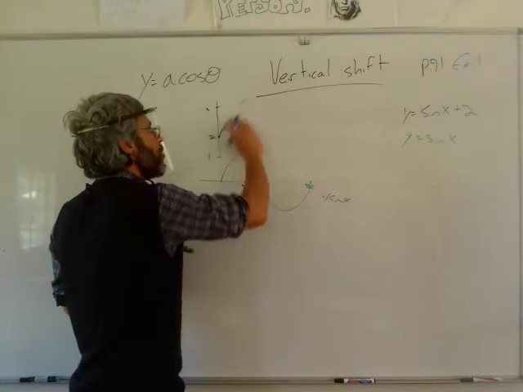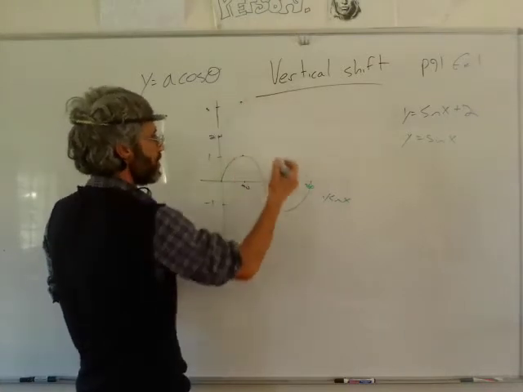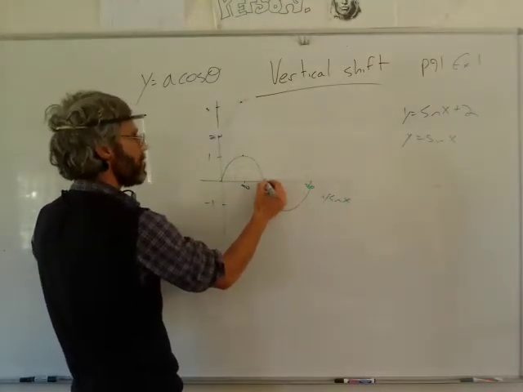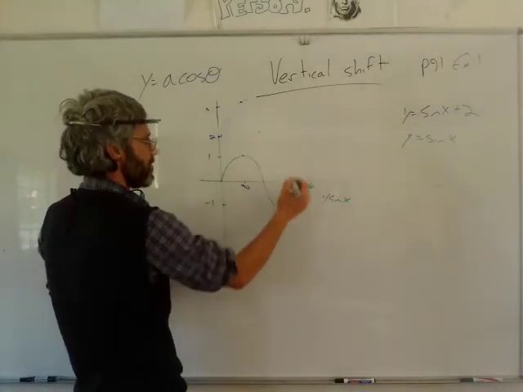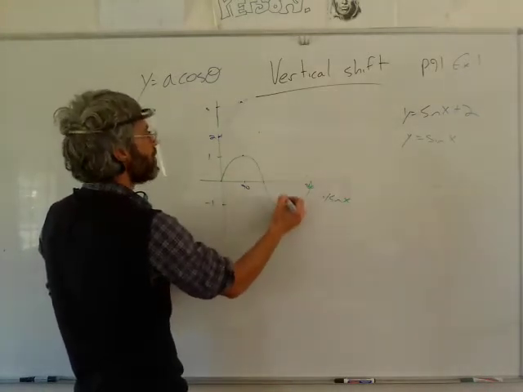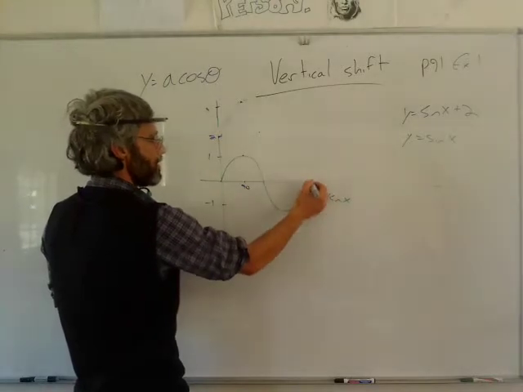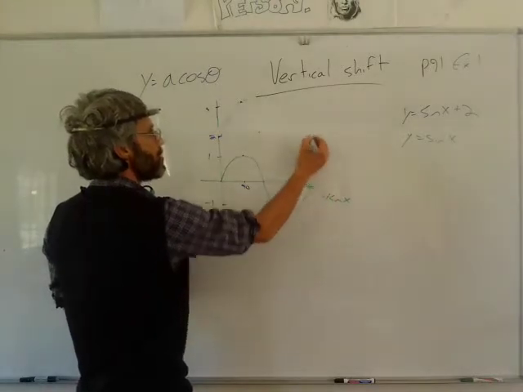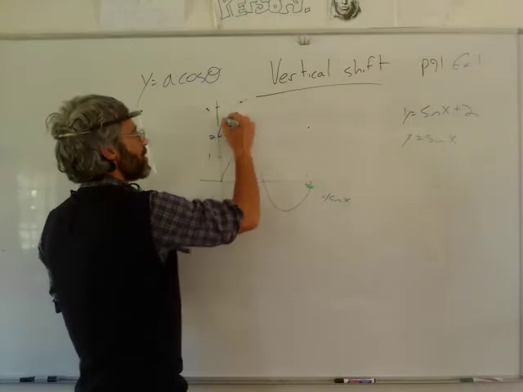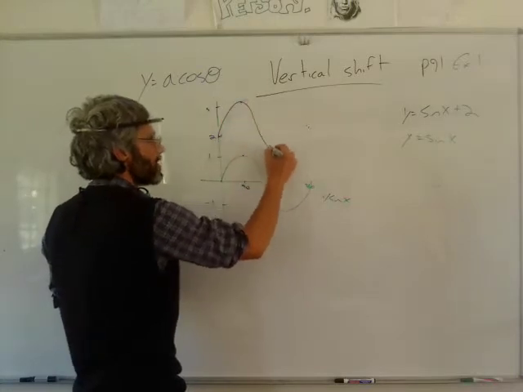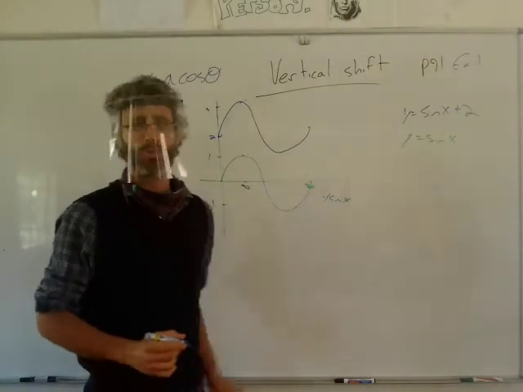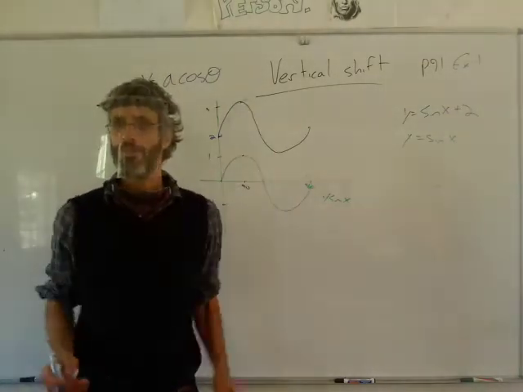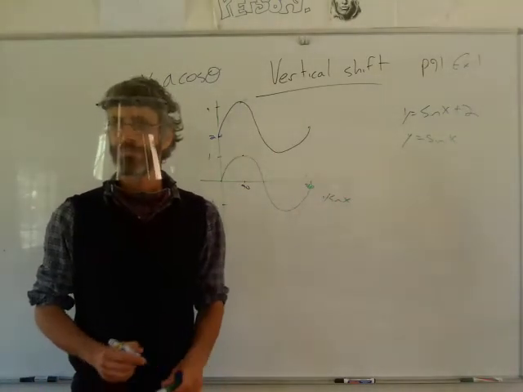Sorry, we're going to draw the points first. I should listen to my own advice. The 0 will become 2 because we're shifting it, and the minus 1 will become 1, and the 0 will become 2. So now I'm going to just connect the dots, making sure they're nice and curvy. And I've got y equals sine x plus 2. Just shifted upward.